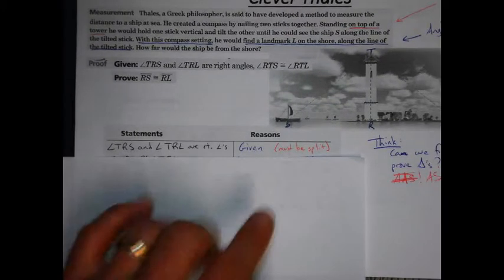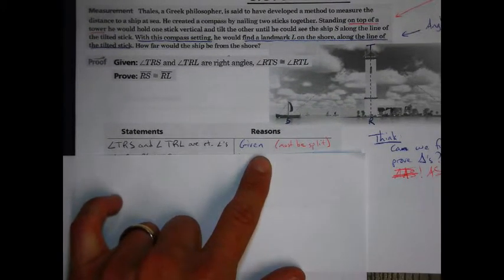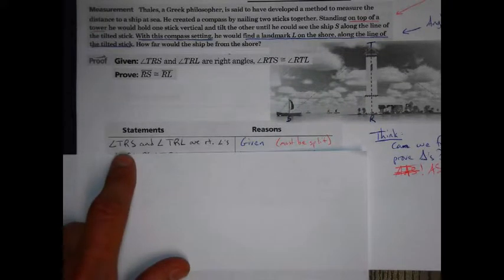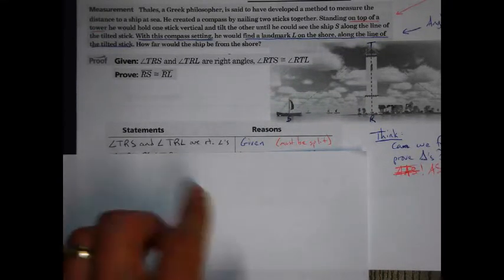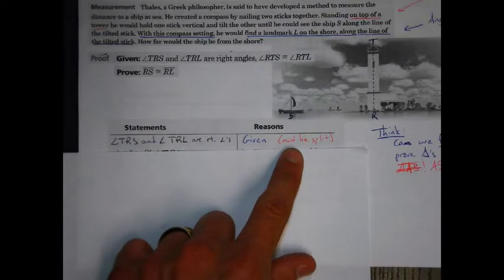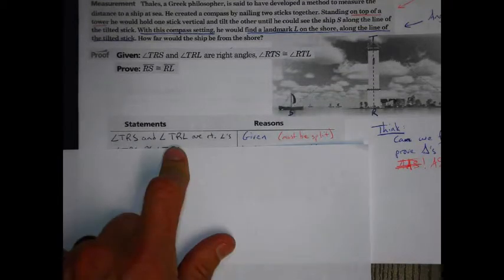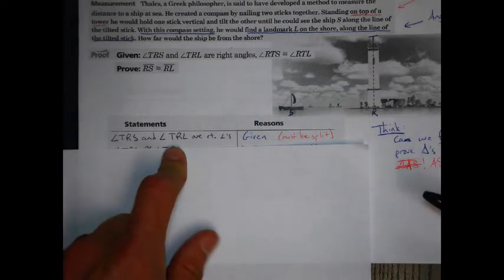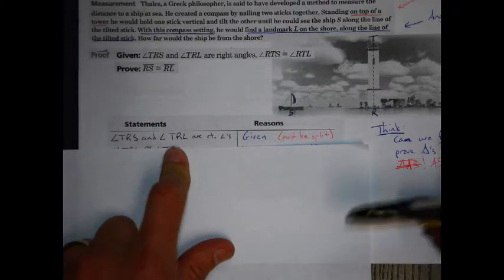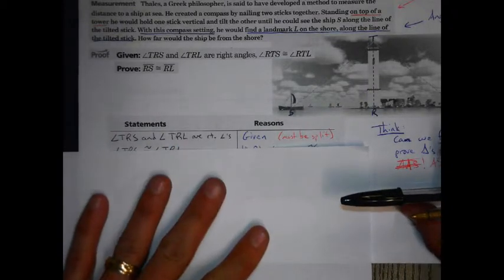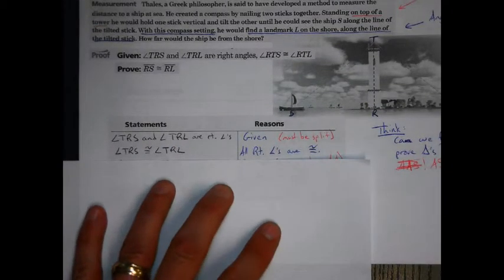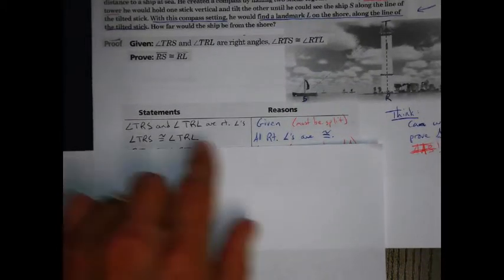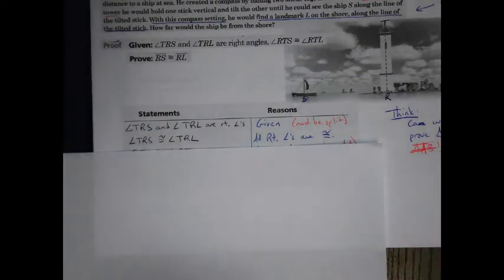So this is a neat little thing. My first argument is going to be that given statement about right angles. Angle TRS and angle TRL are right angles. That's given. I must split that up. Why? Because this doesn't say they are congruent. I need to say they are congruent. So how in the world can I say that those right angles are congruent? By saying that those angles are congruent because all right angles are congruent. And that's an important distinction.